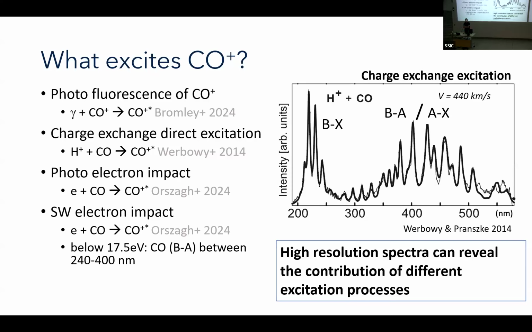And then finally, you have another stream of electrons. Those are, again, solar wind electrons. They have lower energies than the photoelectrons. So that's already 4 different processes for just producing and exciting CO+.